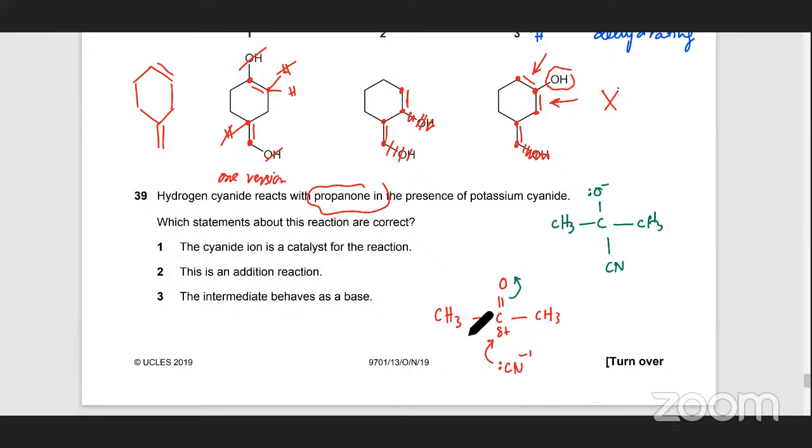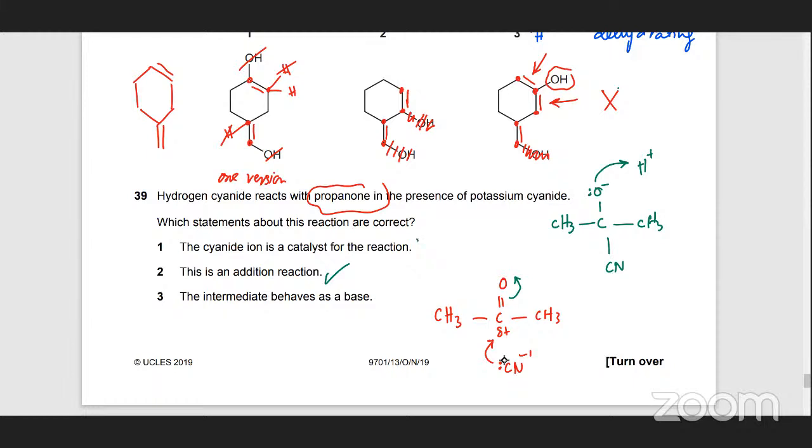The CN is going to push all the oxygen lone pair electrons to the top, so the oxygen would become minus. And in the next step, since it's HCN, H plus is going to show up and connect with the O, and a cyanohydrin is going to be formed. So this is an addition reaction. That's true. It's a nucleophilic addition reaction.